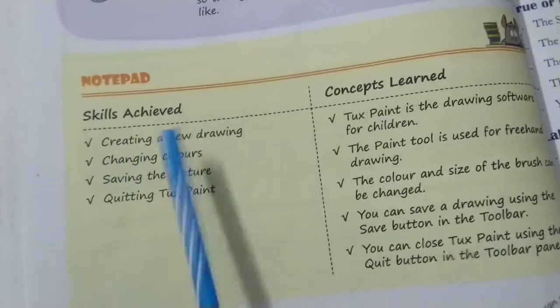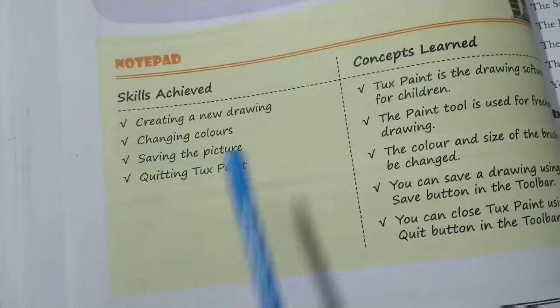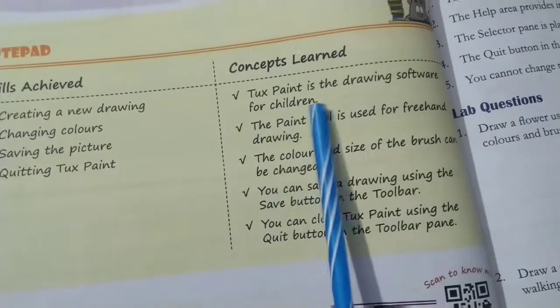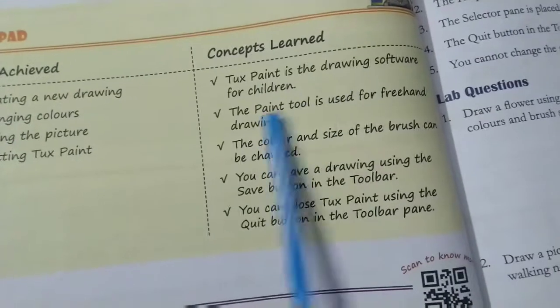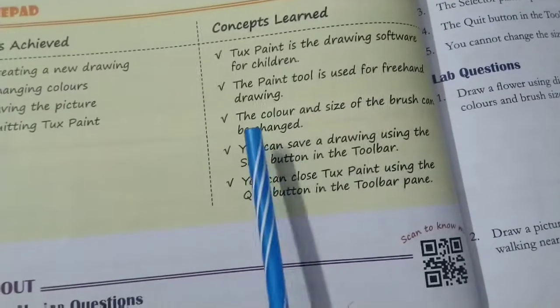Notepad. Skills achieved. Create a new drawing. Changing colors. Saving the picture. Quitting TuxPaint. Concepts learned. TuxPaint is the drawing software for children. The paint tool is used for freehand drawing.